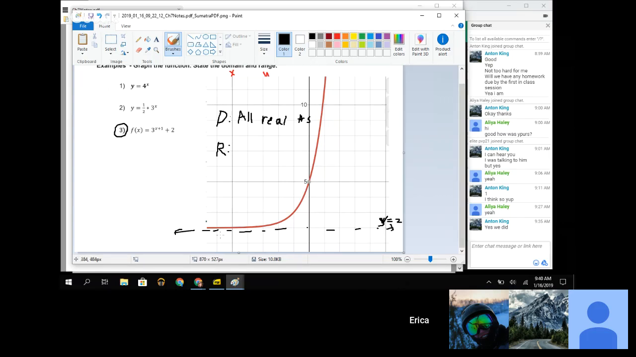So that means that our range isn't that y is greater than 0. For this particular equation, our range is that y has to be greater than 2. And that's because we've shifted our whole graph up by 2 units with this part here.